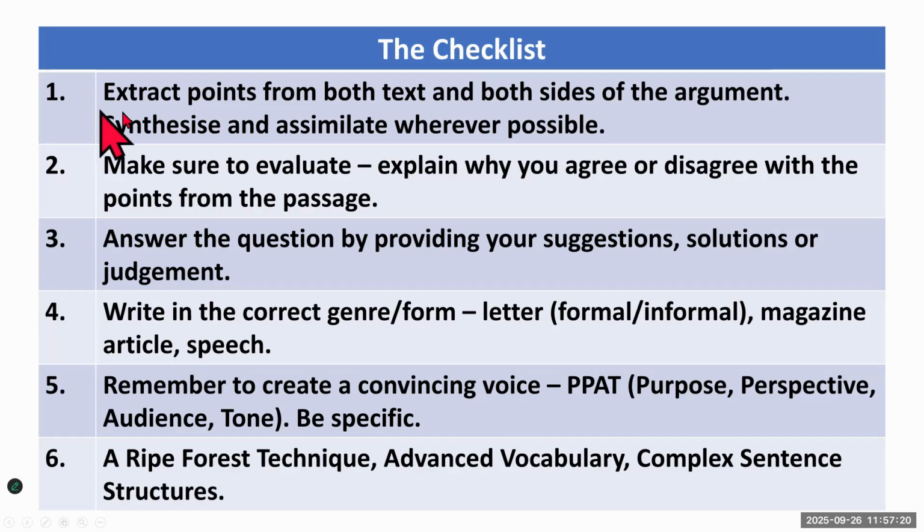So the first point is to extract points from both texts. Sorry, there should be an S here. And both sides of the argument. Don't ignore the text or the side that you don't quite agree with. And then you need to synthesize and assimilate wherever possible. So I've mentioned this before, you join and merge points. Assimilate is to use the points for your argument, to make the points your own.